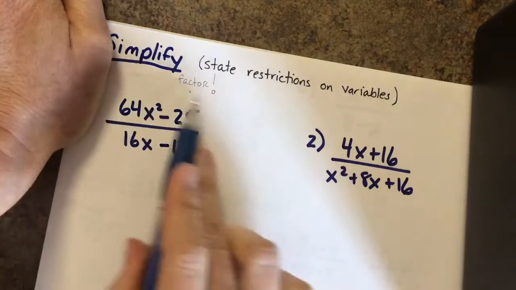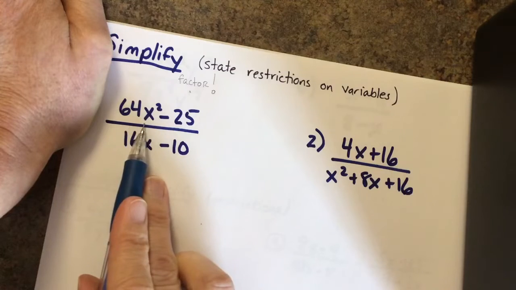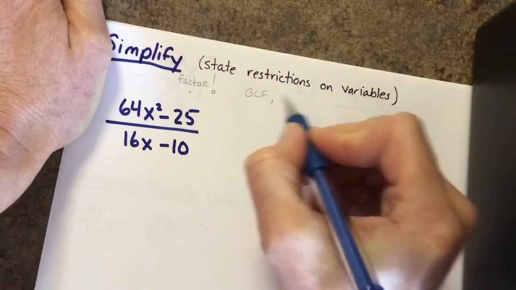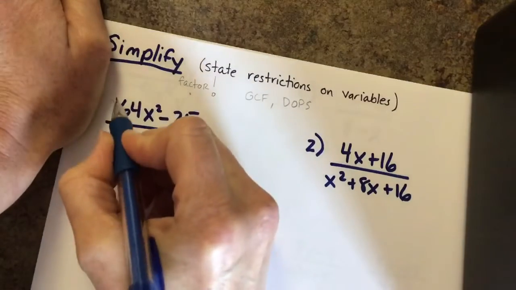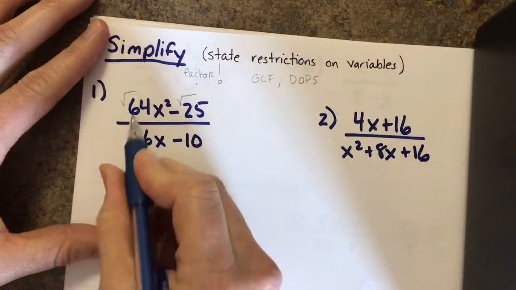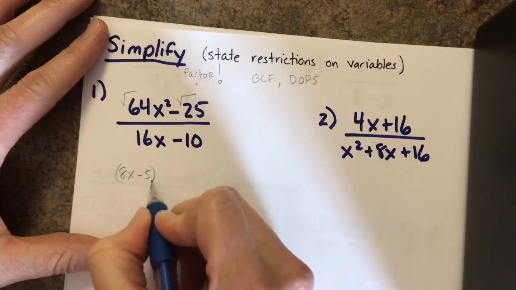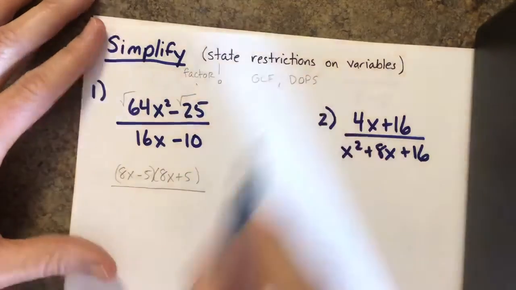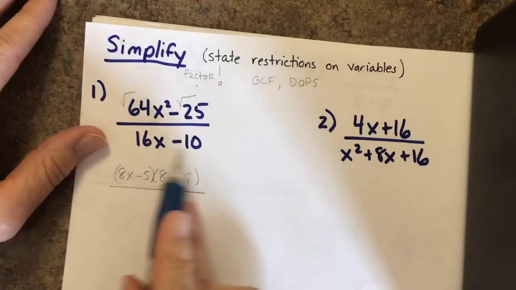All right, so I have to look at the numerator and say, what kind of factoring is this? Is it a GCF? No. All right, look for that first. Is it a difference of perfect squares? Yes, it is. So I square root and I square root. And the way you factor 64x squared minus 25 is you square root and you get 8x minus 5, and same thing with plus 5. That's difference of perfect squares. Now I factor the denominator. GCF. What's the greatest common factor?